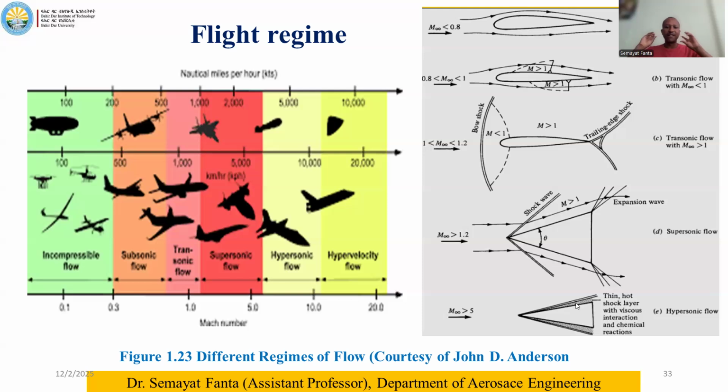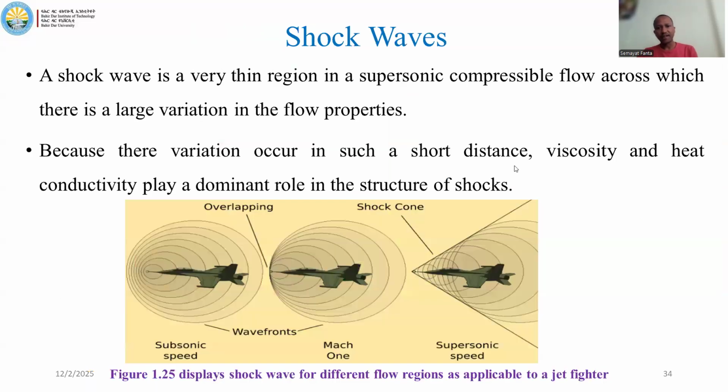So all this must be in your mind when you are designing an aircraft for different flight regions. When I say shockwave, I'm not going to explain all the shockwave types, but just to give you a highlight: it is a very thin region in supersonic compressible flow, across which there is large variation in the flow properties. At the point where a shockwave happens, flow properties change abruptly. Density changes, velocity changes, Mach number changes. So that we can see immediately now.